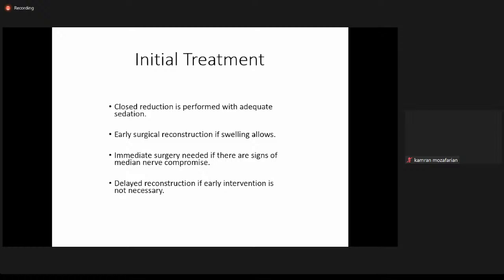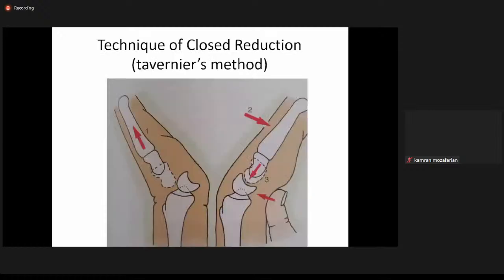Thus, initial treatment includes closed reduction with adequate sedation or under general anesthesia in the operating room. Early surgical reconstruction can be done if swelling allows. Immediate surgery is needed if there are signs of median nerve compromise, and we can postpone definitive surgery if early intervention is not necessary. The technique of closed reduction is the Tavernier method.